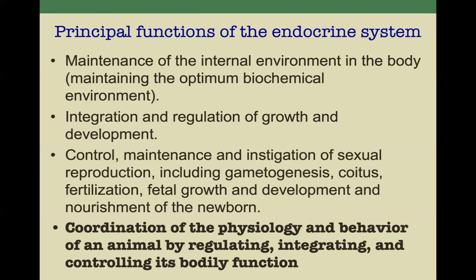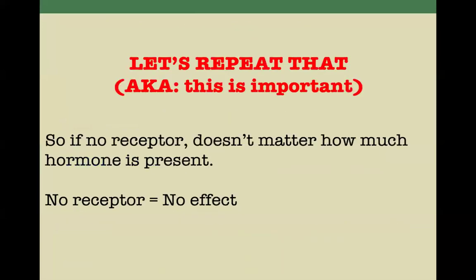It also controls the maintenance and instigation of sexual reproduction, including gametogenesis, coitus, fertilization, fetal growth and development, and nourishment of the newborn. So, in general, the endocrine system is involved in the coordination of the physiology and behavior of an animal by regulating, integrating, and controlling its bodily function.